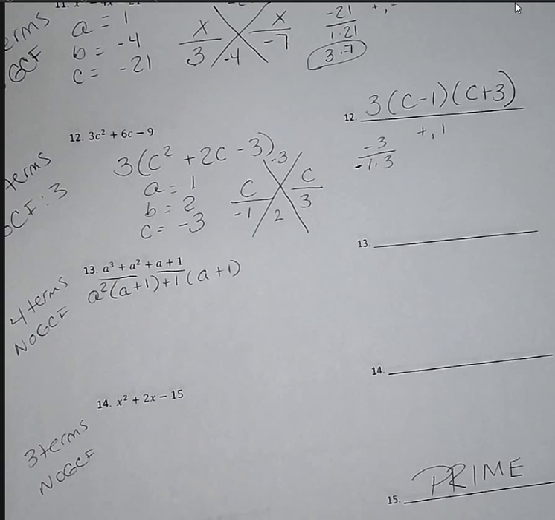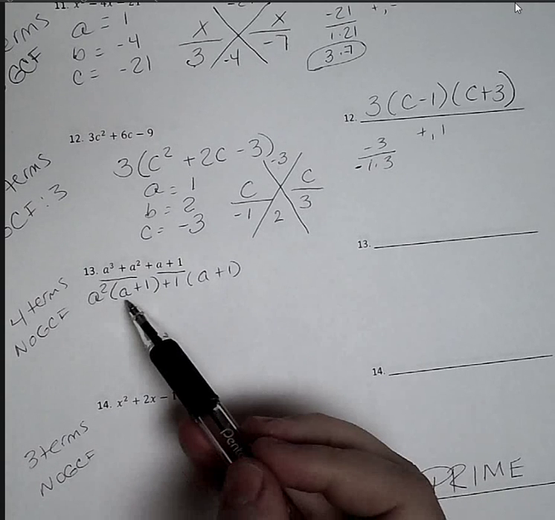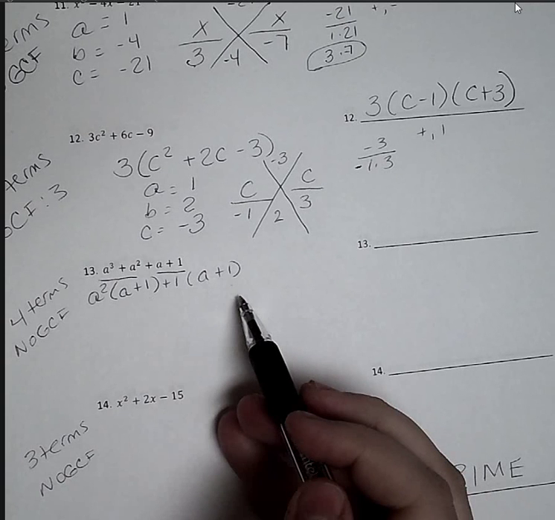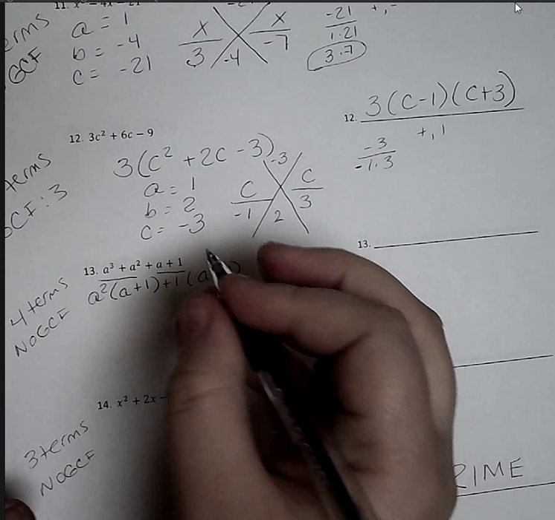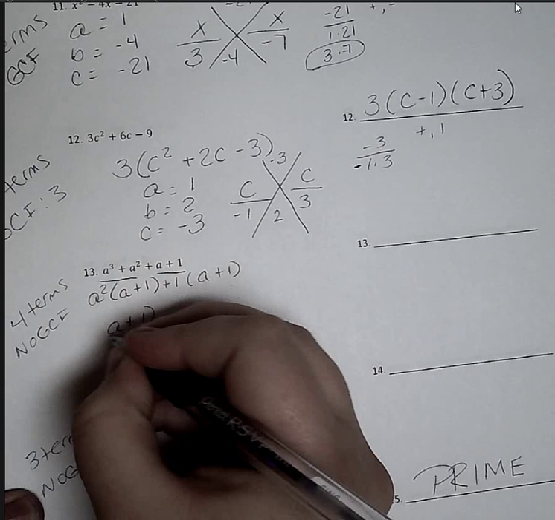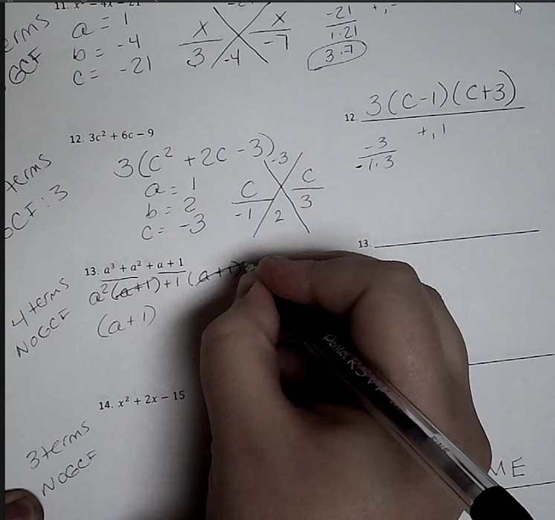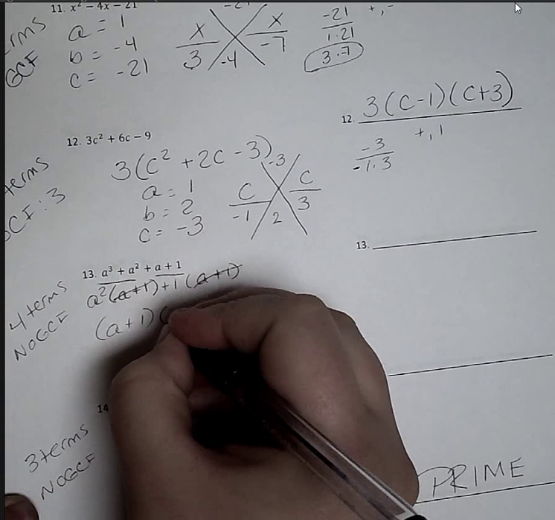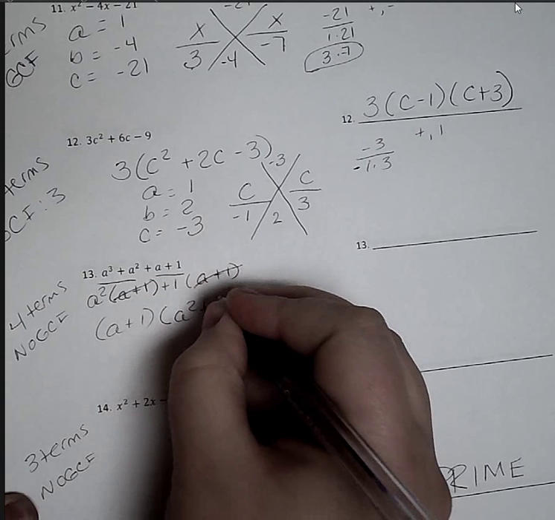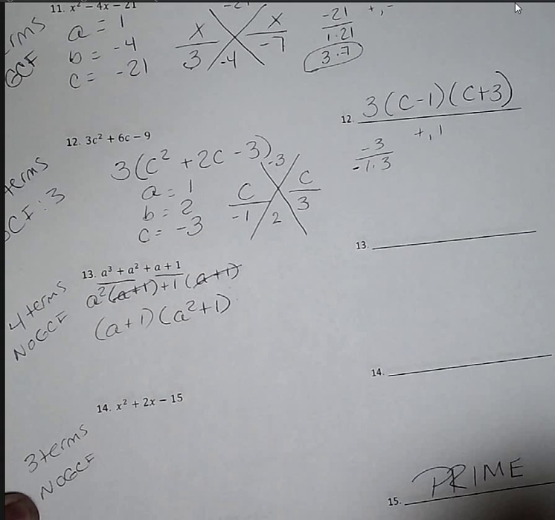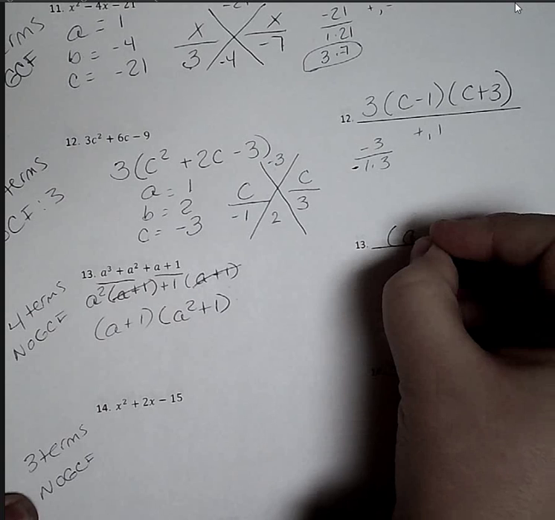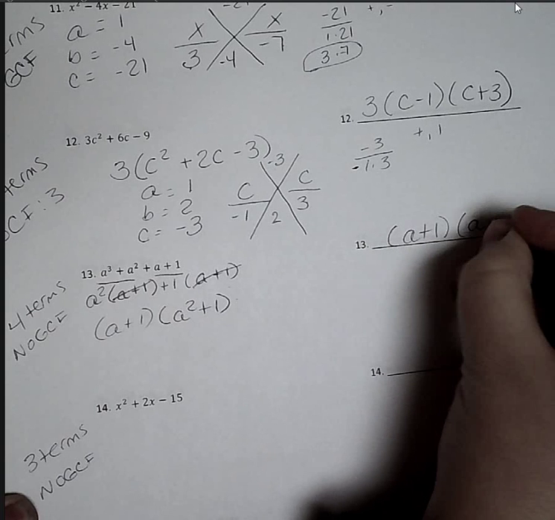So remember, this is your checkpoint. You have to have the same thing in both of these sets of parentheses. We do, so I'm going to pull a plus 1 out of there. And when I do, I'm left with a squared plus 1. So I have a plus 1 and then a squared plus 1.